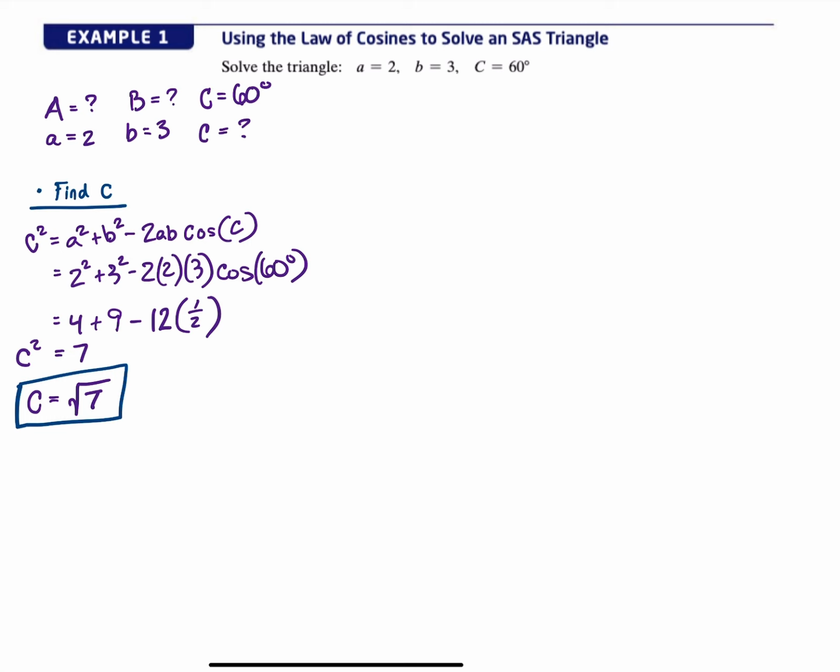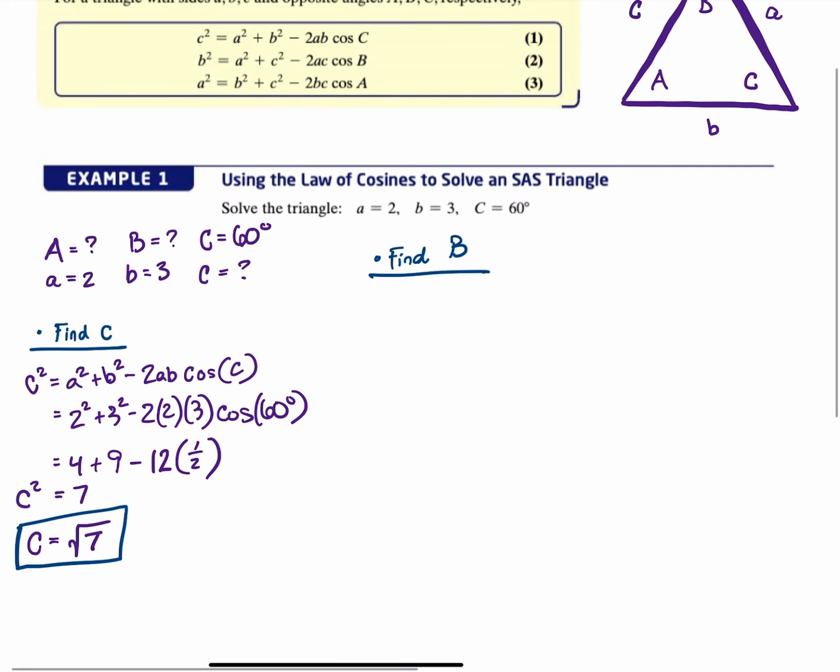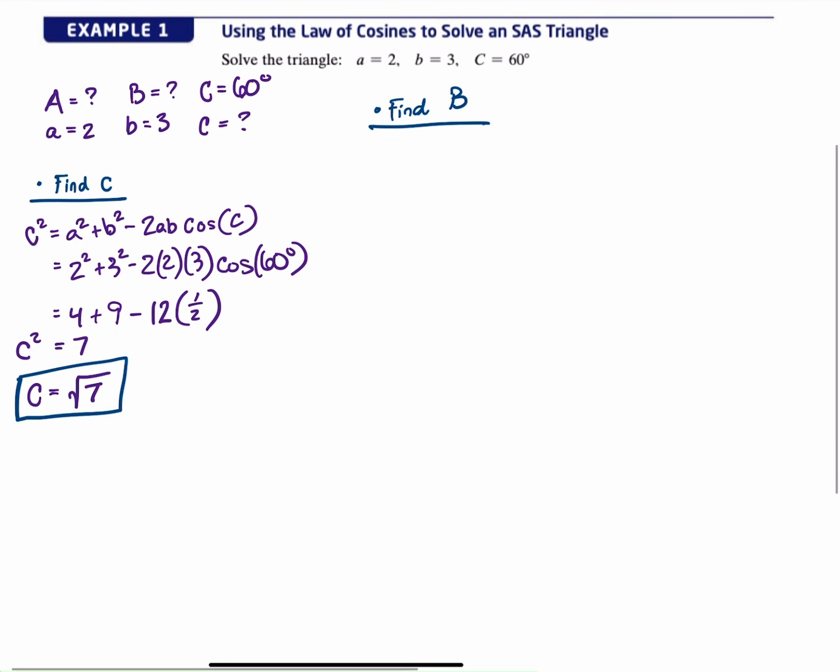All right, let's try to find now our missing angles. Let's find angle B using the law of cosines. So I want to use the one that involves angle B. So that will be the second definition. That's solved for b squared. So we'll say b squared equals the other two sides, a squared plus c squared minus 2ac times the cosine of angle B. And we want to ultimately solve for that angle.